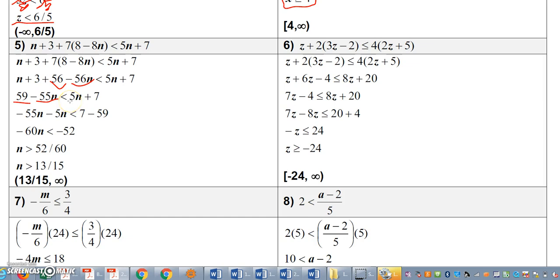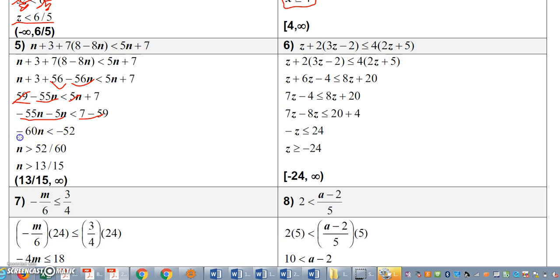Now I can subtract the 5n from both sides, so that'll give me minus 55n minus 5n, and it'll cancel the 5n when I subtract 5n from both sides. And then I can subtract 59 from both sides, so that the 59 is gone from here, and then over here that'll give me 7 minus 59. So that's going to be negative 55n minus 5n, that's negative 60n, and then that's less than 7 minus 59, which is negative 52. So I have negative 60n is less than negative 52.